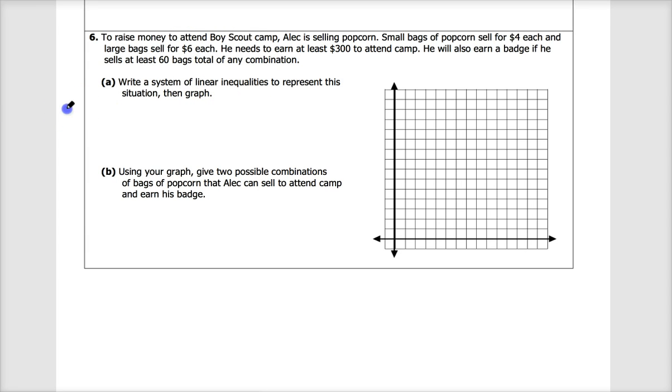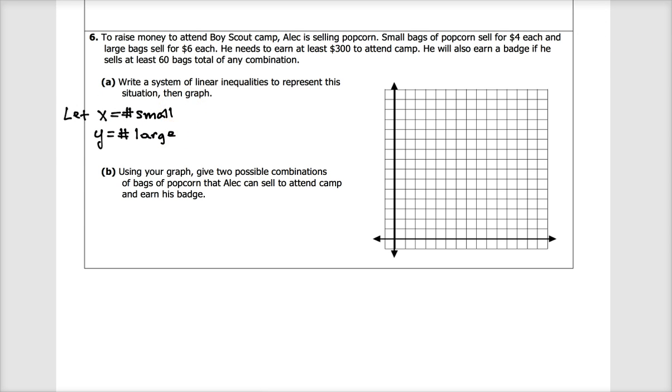So for this, our unknowns would be the number of bags he's selling. 2 different types of bags. We have small bags, so we could let x be the number of small bags. And we have large bags, so we could let y be the number of large bags.